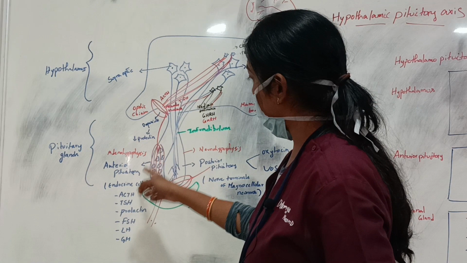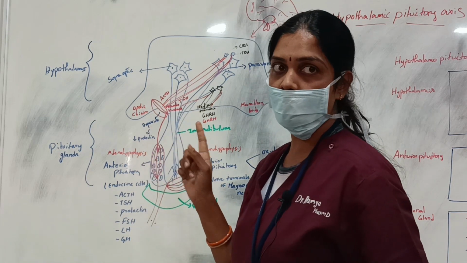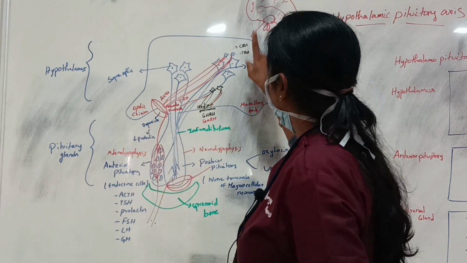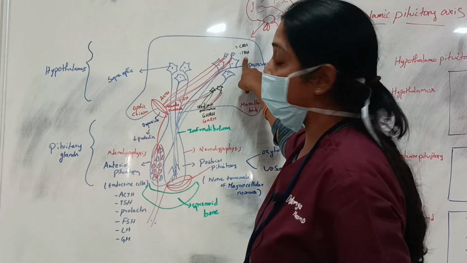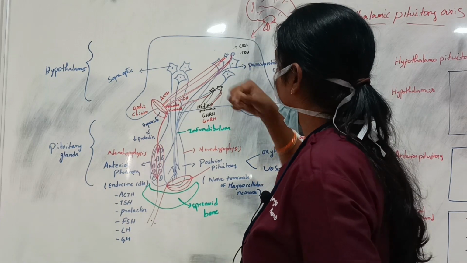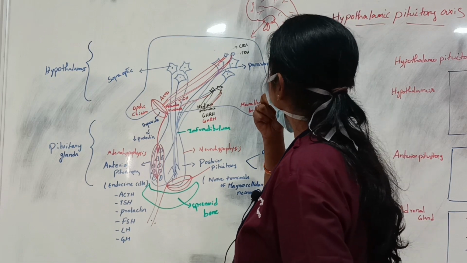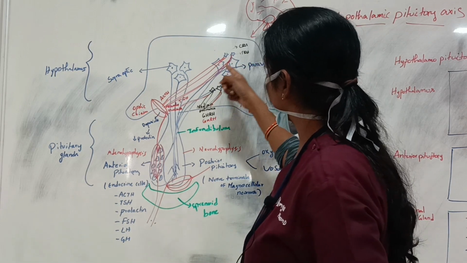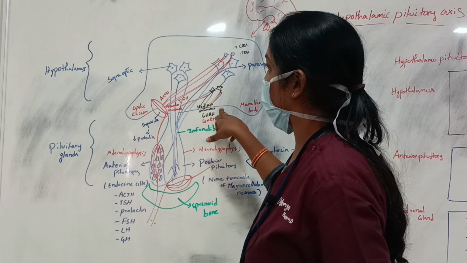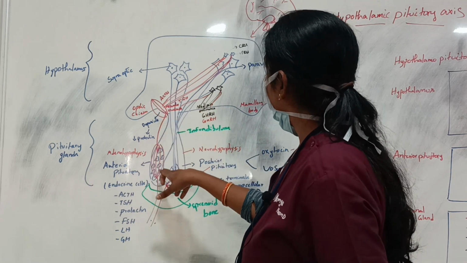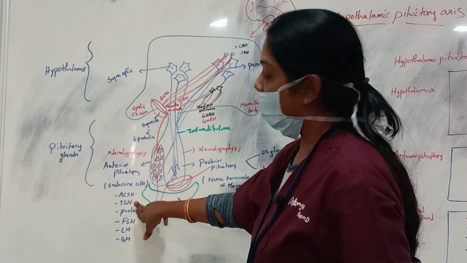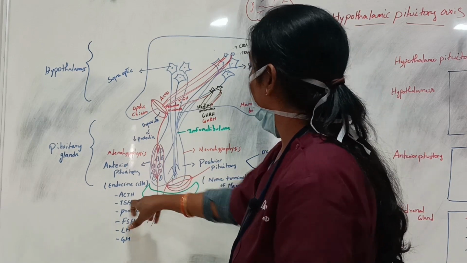This release will come later, and the next set of neurons will release thyrotropin releasing hormone. This thyrotropin releasing hormone also ends up in the median eminence. It comes into circulation, comes here, and this releases thyroid stimulating hormone.